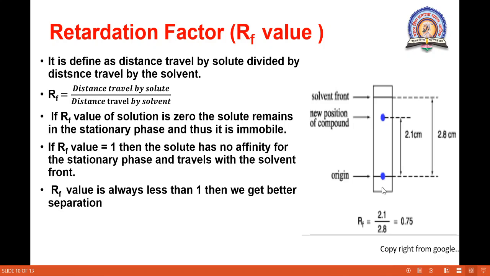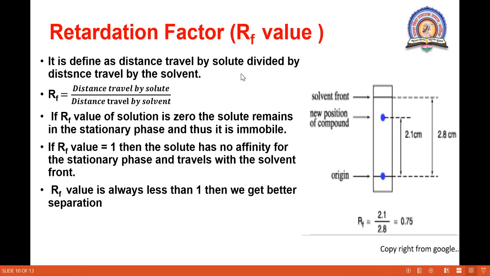And the solvent, that means the mobile phase, runs up to this mark, that is called the solvent front. Okay. Then we calculate the value here. The distance from this baseline to the solute is 2.1 centimeter. That is the distance traveled by the solute. And this one is the distance traveled by the solvent, that is 2.8 centimeter.